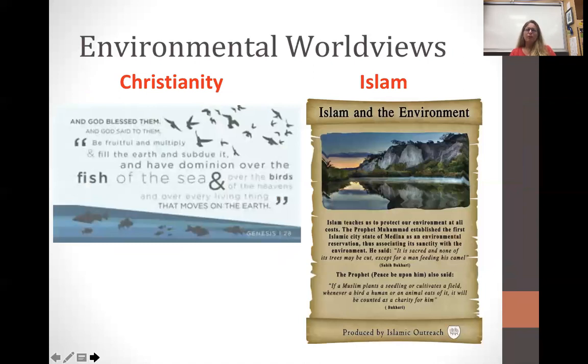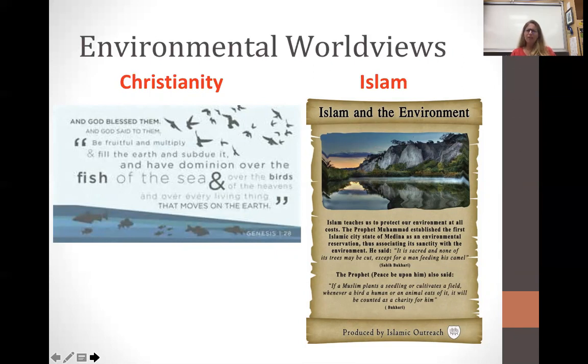When we talk about environmental worldviews, religion plays a role here. So Christianity, the quote I want to read to you says, "And God blessed them, and God said to them, be fruitful and multiply, and fill the earth and subdue it, and have dominion over the fish of the sea, over the birds of the heavens, over every living thing that moves on earth." Think about our value systems. And then think about some of the words used in this quote. Fill the earth and subdue it. So man is again having its influence on earth. Have dominion over the fish of the sea and the birds of the heaven. So again, man is the center of this.